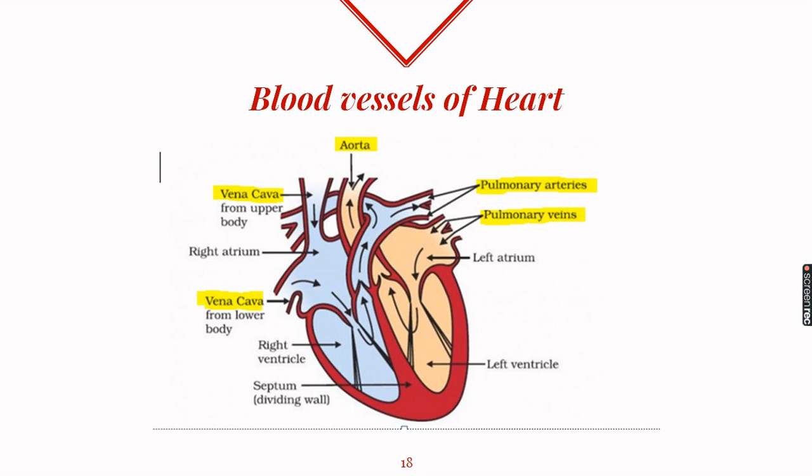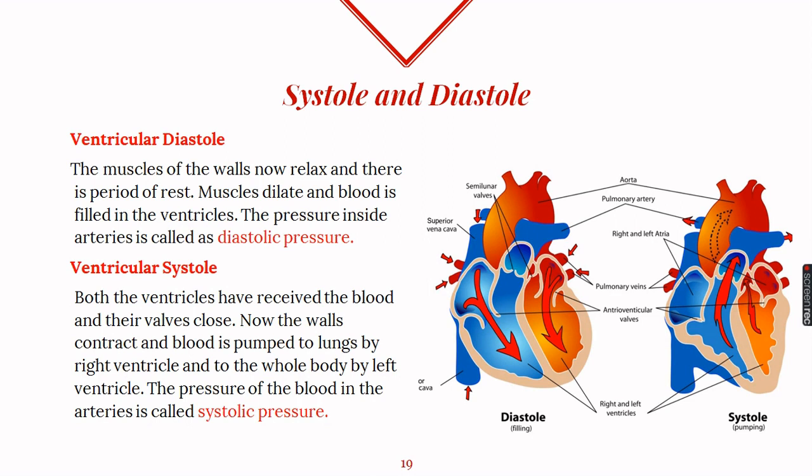Now we will see how it is done. Initially, all the four chambers of the heart are in the relaxed state, and at this point of time, blood is being filled in both the atria. So when the atria are full of blood, the valves open, this tricuspid valve and bicuspid valve open, and blood starts pouring into the ventricles.